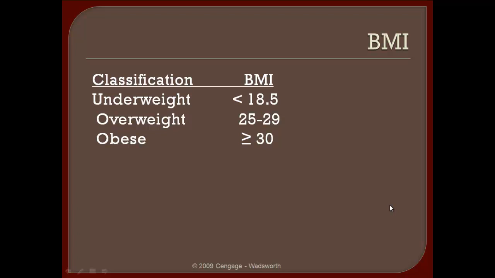Health 230 students, we will pick back up in chapter number 9, talking about body mass index, or what is commonly referred to as BMI. Body mass index is simply a ratio of height to weight. As a person's weight increases in relationship to his or her height, body mass index will increase.